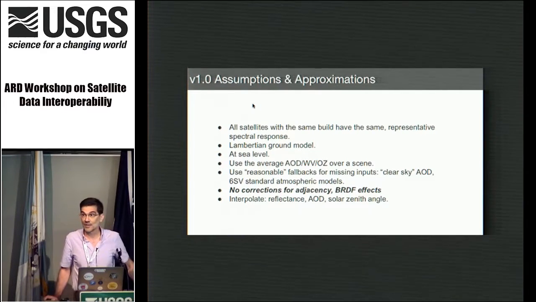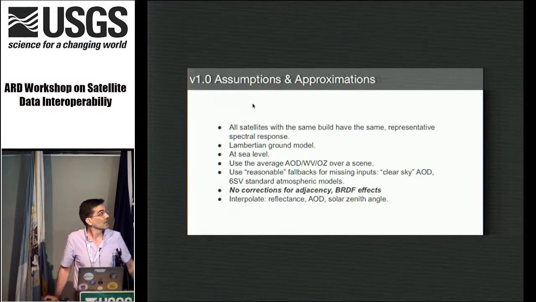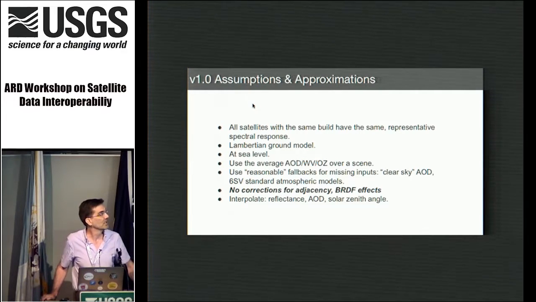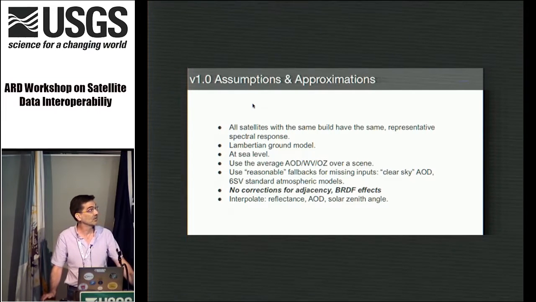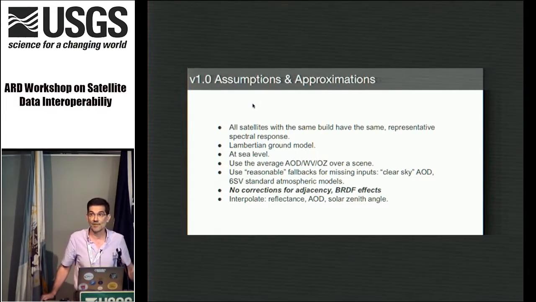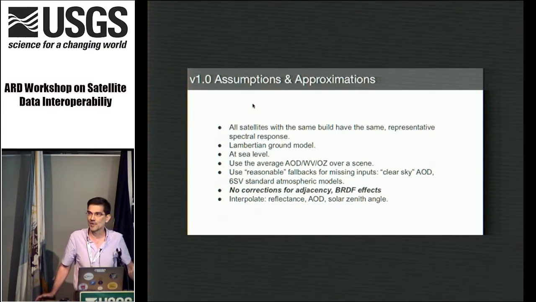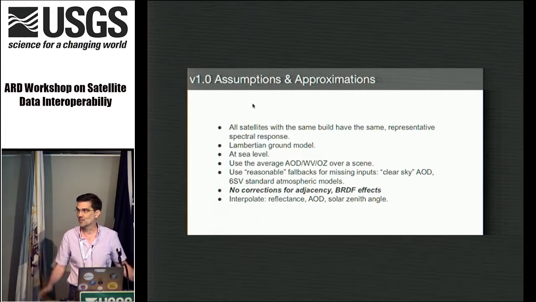We do make a number of assumptions and approximations right now. We assume that all of the satellites with the same build have basically the same spectral response. That's a pretty good approximation. We assume a Lambertian ground model. We're assuming that everything's at sea level. We only use the average of the AOD and water vapor over the scene. That also turns out to be a pretty good approximation because, again, the scenes are pretty small.